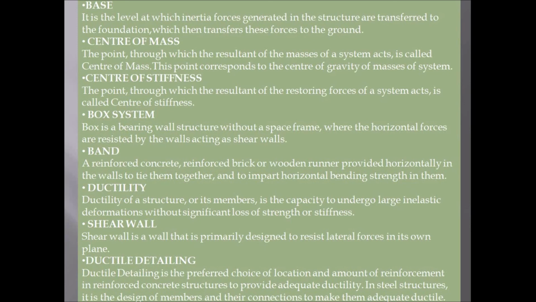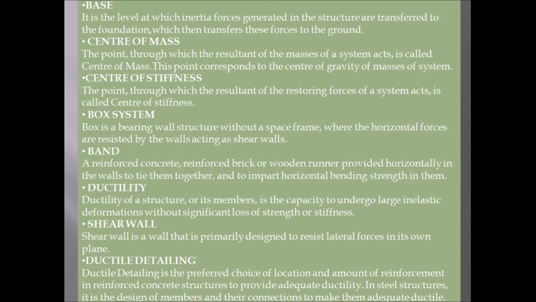Center of mass: the point through which the resultant of masses of a system acts is known as the center of mass. Center of stiffness: the point through which the resultant of the restoring forces of a system acts is known as the center of stiffness. Box system: a box is a bearing wall structure without a space frame, where the horizontal forces are resisted by the walls acting as shear walls.